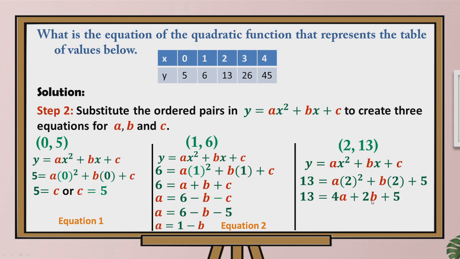So I will not transform this one to have an equation for b, because I will have fractions. So I will leave this as is and simplify this one later. And this will be my equation 3.